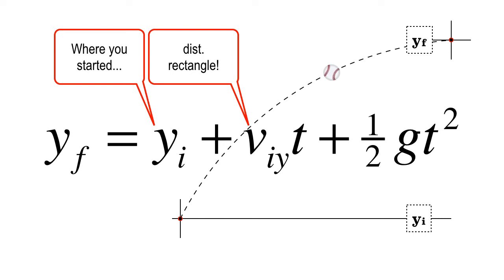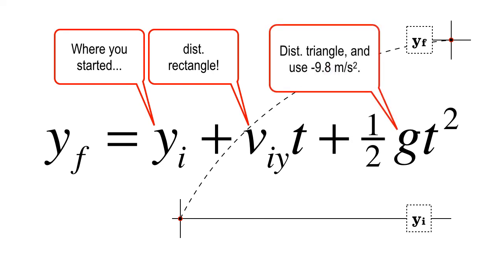But anyways, this is a distance rectangle. And if there were no gravity, if you were out in space somewhere, out in the solar system, and hit the baseball, the v_iy, that's all you're going to get, there's no change. It's just going to keep on going. But if you're in a gravitational field, you get this baby, and that's a distance triangle. So this equation encodes the initial position plus a distance rectangle and a distance triangle.